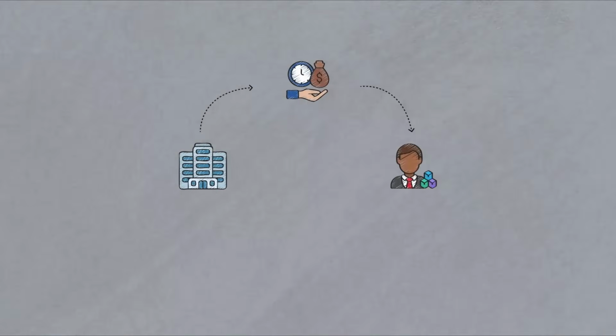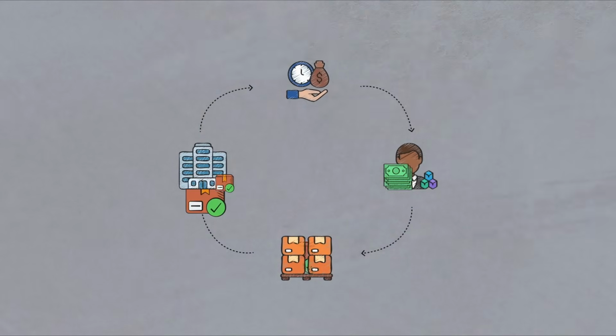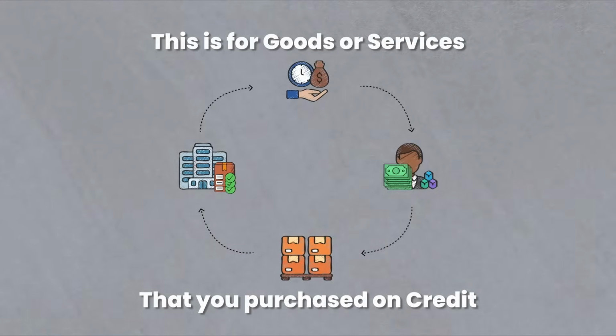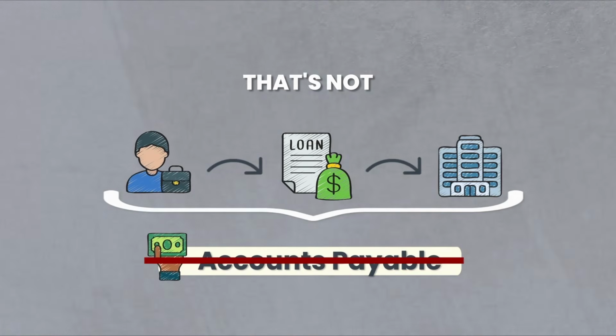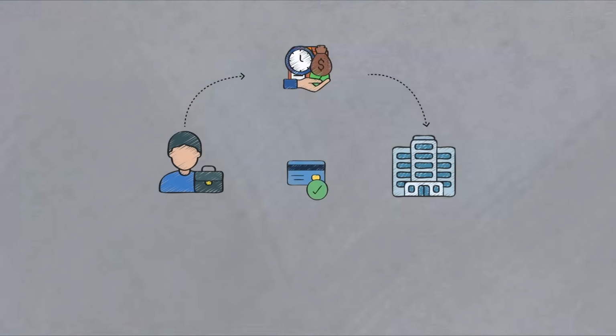Accounts payable is the money that you as a company owe to your suppliers or vendors. And this is for goods or services that you purchased on credit. So if someone loans you money, that wouldn't really be considered accounts payable. It has to be from a vendor for something that you actually purchased on credit.